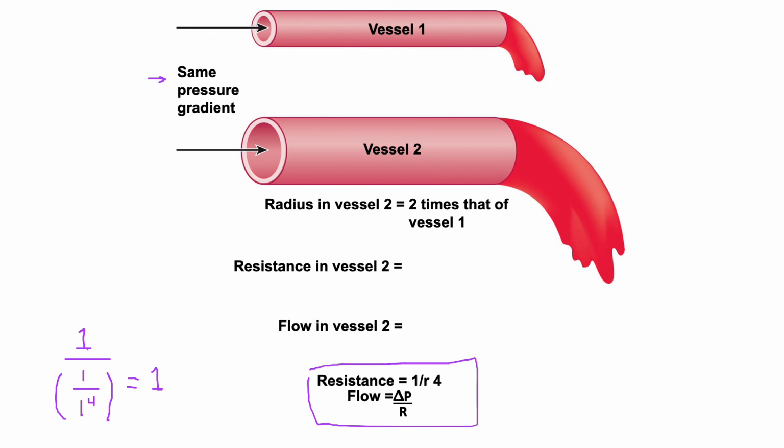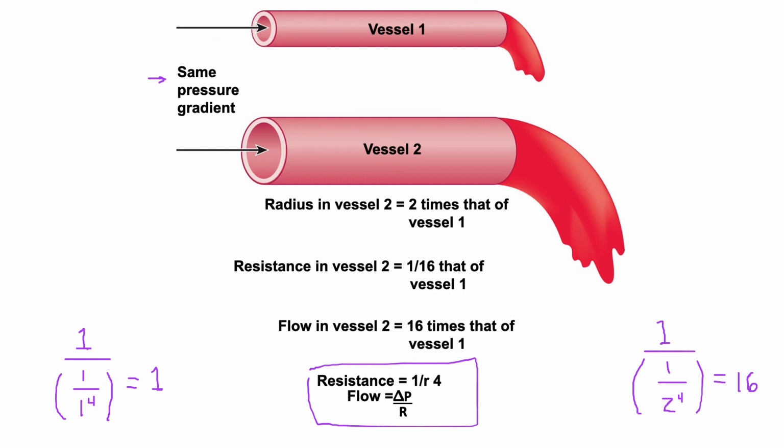Now, moving on to the second vessel here, again, we'll say that the pressure gradient is 1 for simplicity, and then we'll have 1 over 2, because it's twice the size, remember, this radius of the second vessel, 2 to the 4th. And if we do that math, 1 divided by 1 over 2 to the 4th, we end up with 16. We can see the flow rate then is 16 times that of vessel 1.